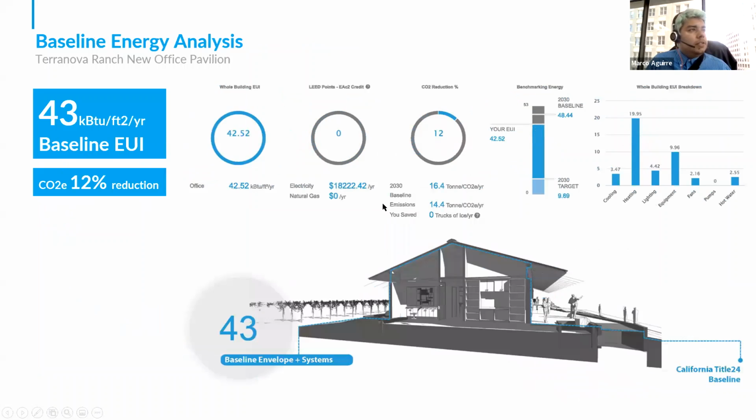So that's their baseline, as well as just by being code compliant in California, their building already had a 12% reduction in carbon emissions. In order to make it a net zero carbon emissions building, they have to completely avoid or offset all the energy that their building is going to be using in order to operate. So those are the two numbers that we're tracking.